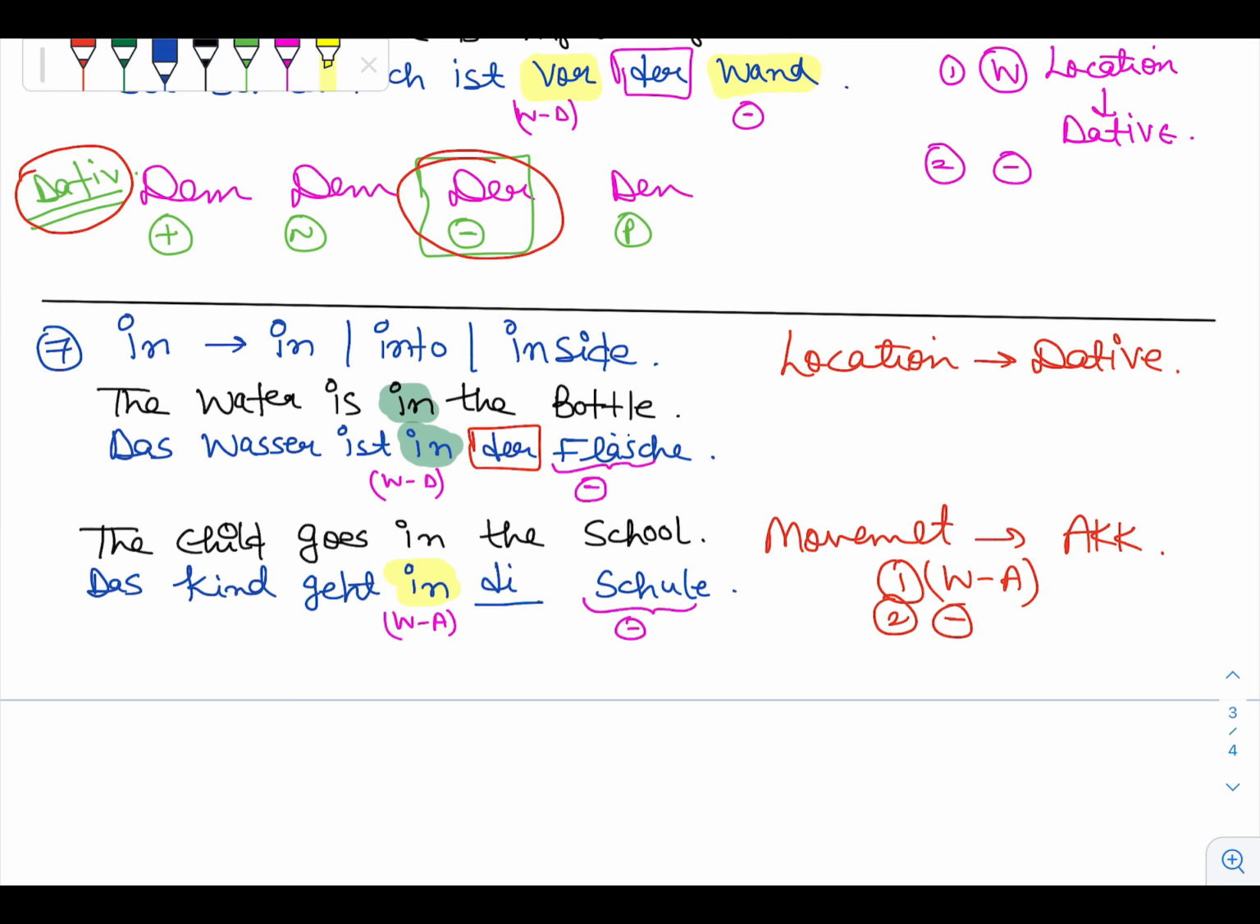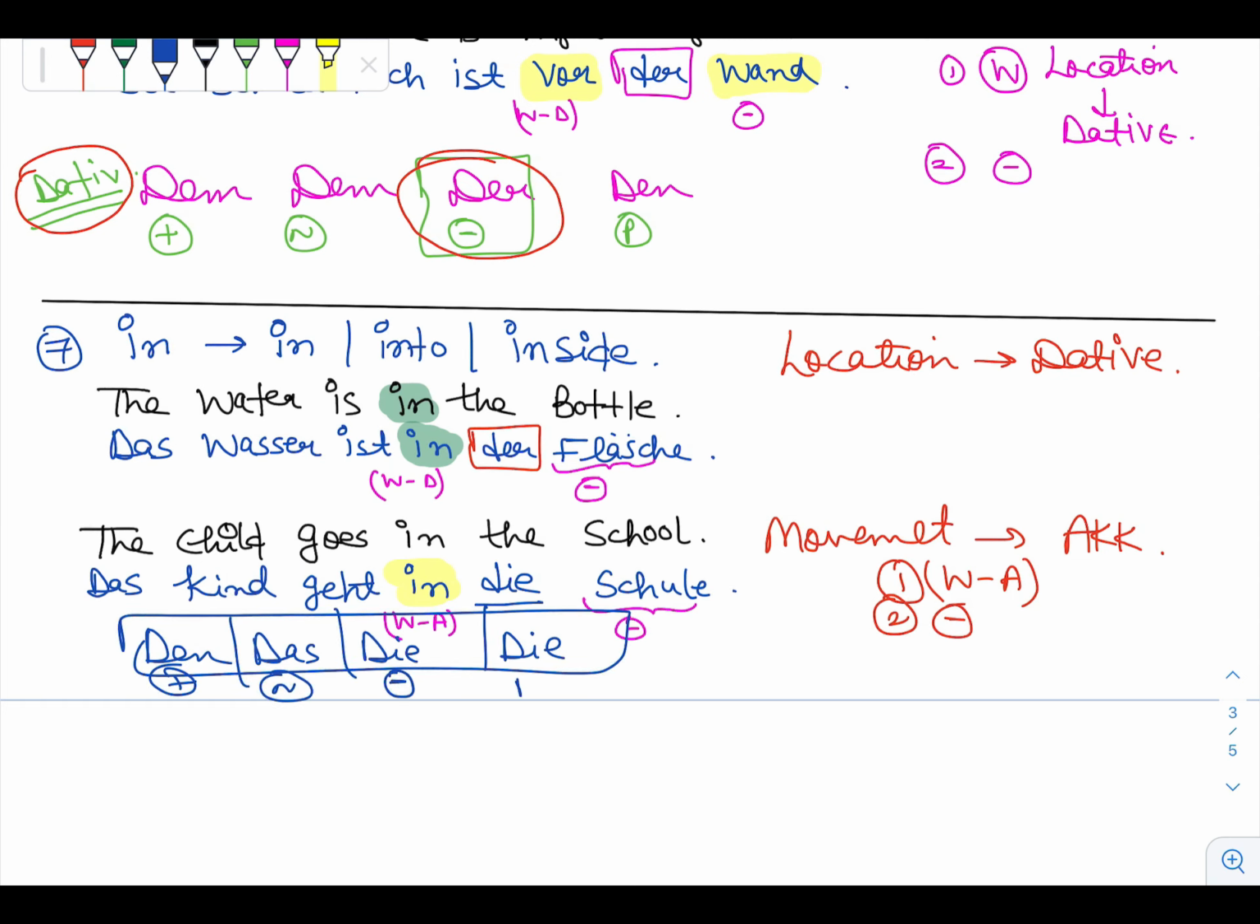Then what will come? "Die". So "die". Masculine, neutral, feminine, plural. That's why here it is "die".